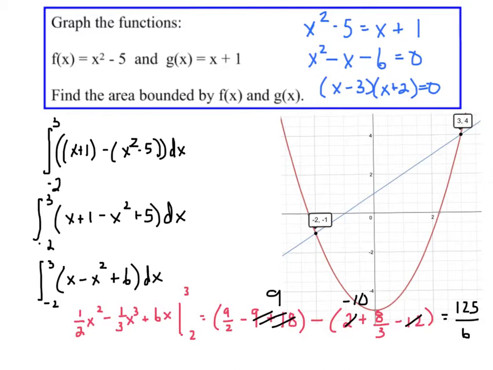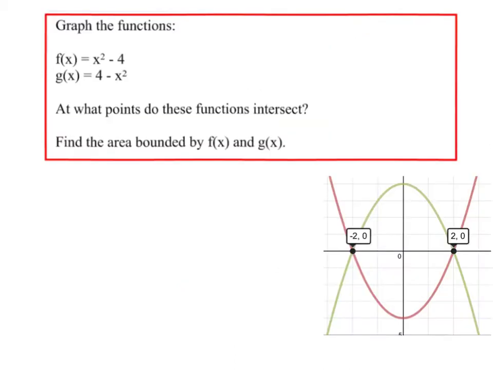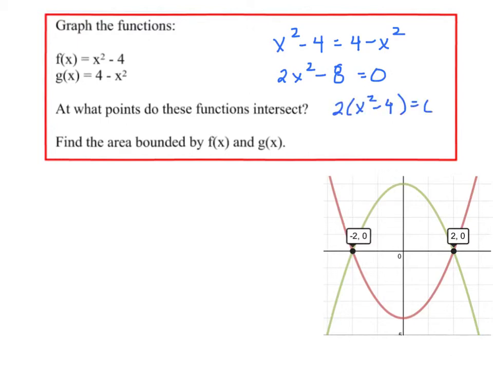Let's do one more. So again, you can see my graph here. We've got x squared minus 4 and 4 minus x squared. I put the intersection points in there, but again, you wouldn't necessarily need that. You could have x squared minus 4 equals 4 minus x squared, and maybe add x squared to both sides, subtract 4, so you could then factor the 2 out. So pretty easy to see it's going to be 2 and -2.